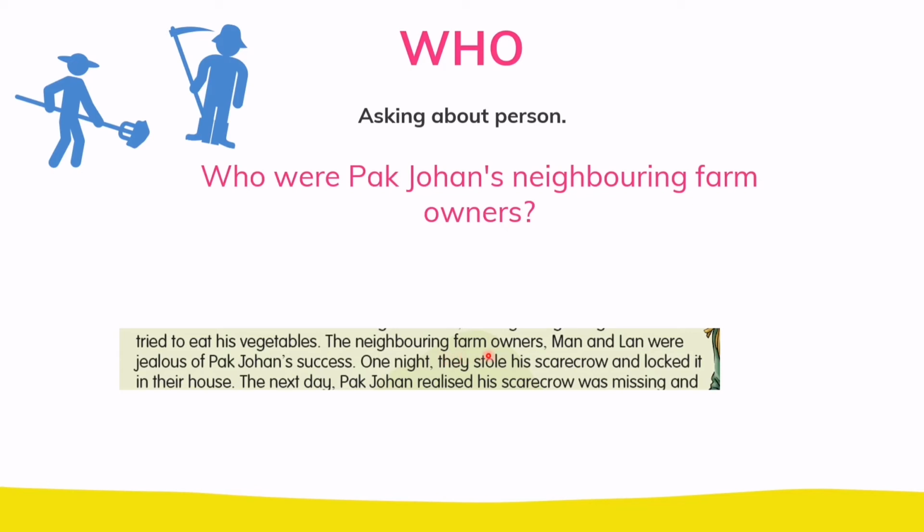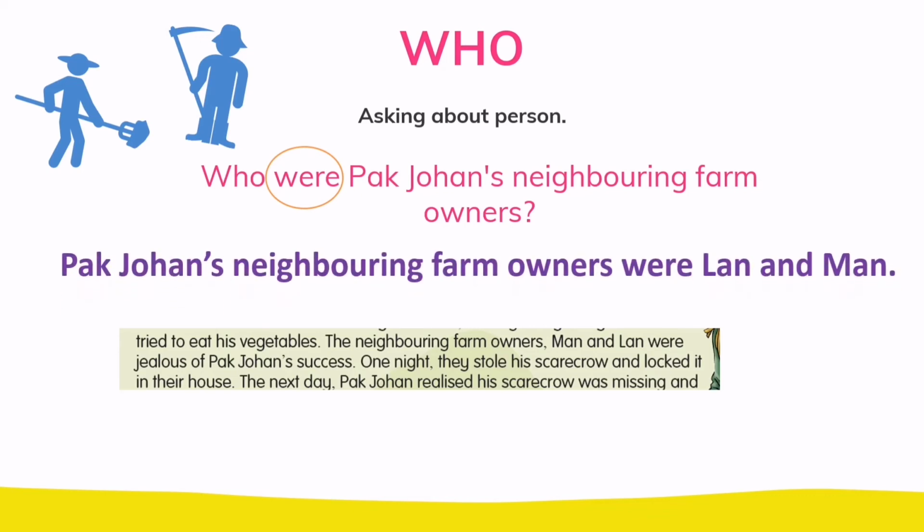Bila sama dengan sentence tu, that means that is the answer. Tapi tak bolehlah salin terus daripada teks. Tak betul. So, you have to copy. Macam mana? Look. Oh, okay. Bila dia bulat kat situ, were, that means dekat jawapan dia mesti ada were. Salin balik dia soalan. Pak Johan's neighboring farm owners were Lan and Man. Okay, boleh tak? Pak Johan's neighboring farm owners were Lan and Man.